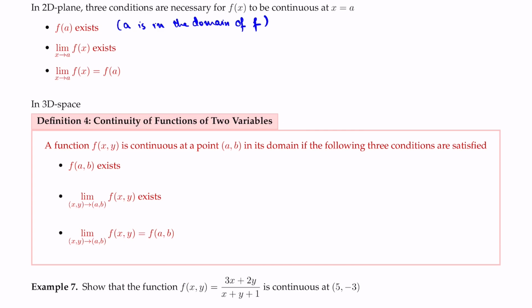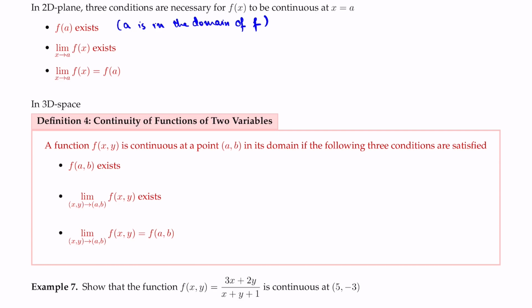of f. The second condition is that the limit of the function exists as x approaches a, that is, the left-hand limit equals the right-hand limit equals the same value. And then the last condition is that the limit as x approaches a is equal to the output of the function at x equal to a. Those are the three conditions necessary for the function to be continuous at x equal to a.